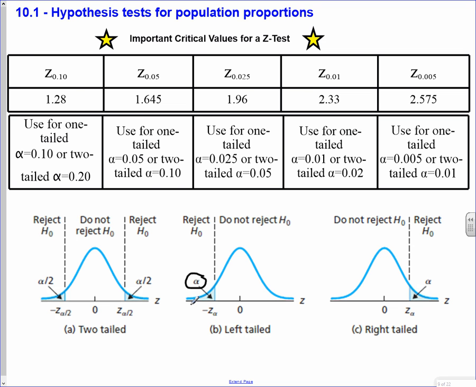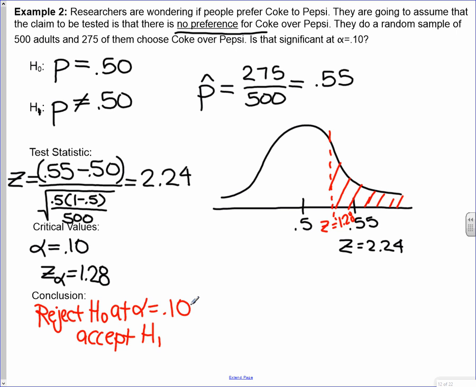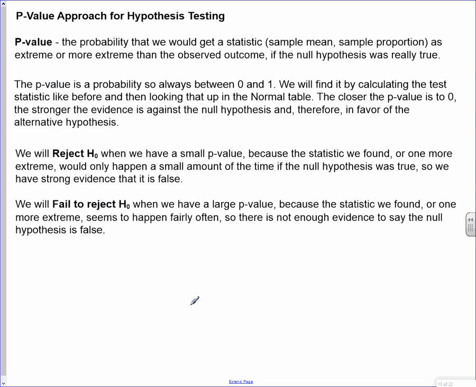But that's what we learned in the last video: setting up our critical value, then finding if our statistic falls into that rejection region, so we can reject the null hypothesis, or if it falls in the not reject region where we fail to reject. So we did those examples there.